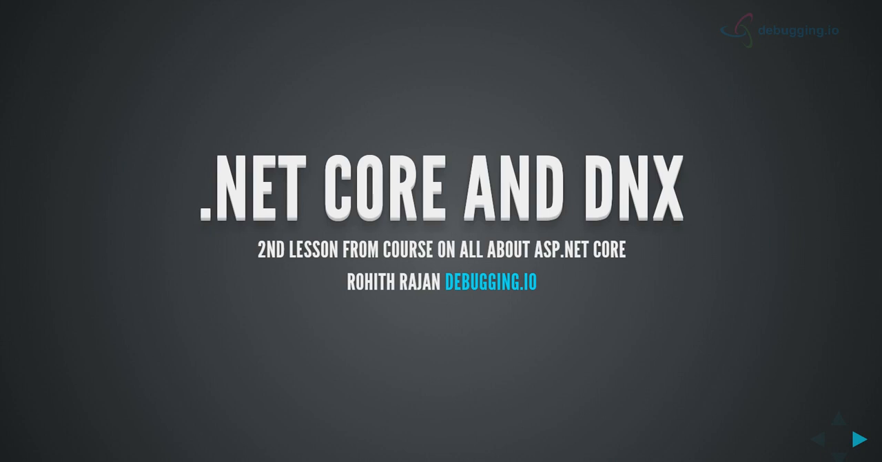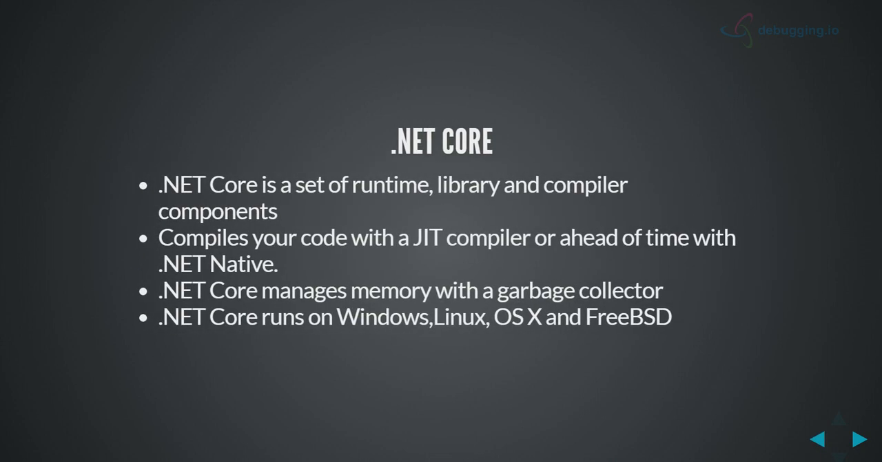So let's get started. In this video, we're going to look at the DNX, or .NET Execution Environment. As we saw in the previous one, .NET Core is a set of runtime, library, and compiler components. You basically write your code, and using .NET Core and the SDK, you can download the libraries, compile the components, and run your application.